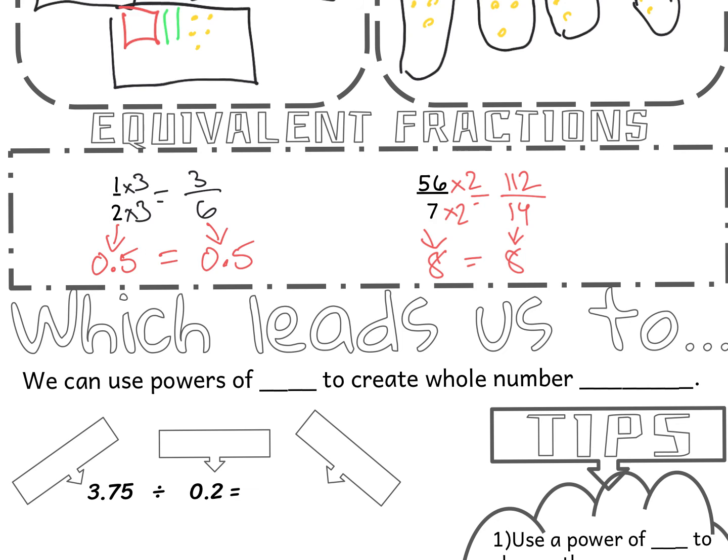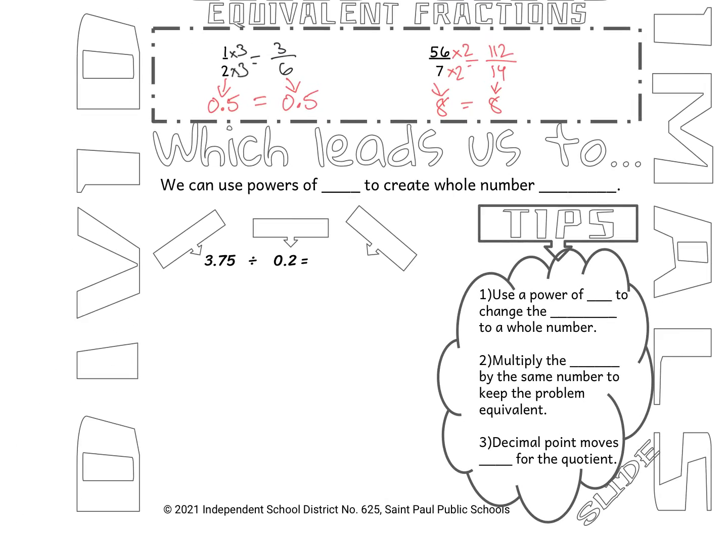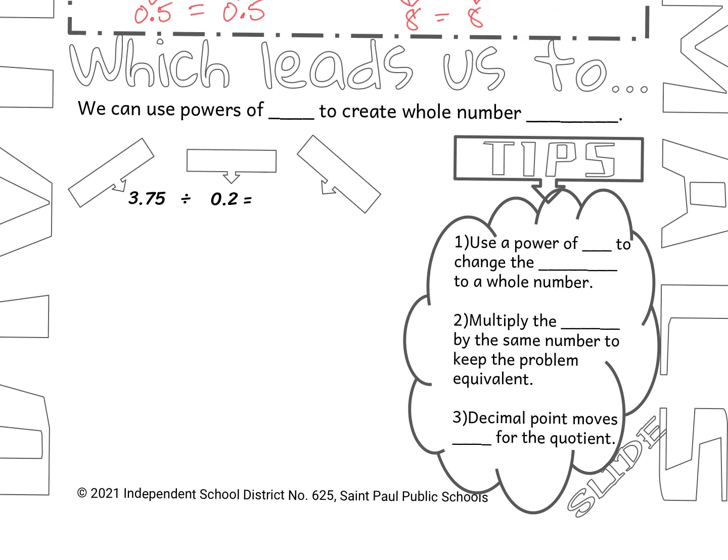And the reason that this is helpful is that it gives us the capability of manipulating our decimals to make them easier to divide, kind of like what we were doing with multiplication. So we can end up using powers of 10 to create a whole number for our divisor. And that's the number that we're dividing by.